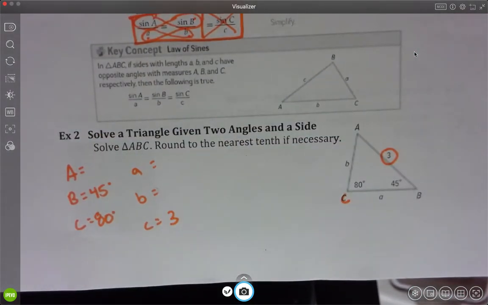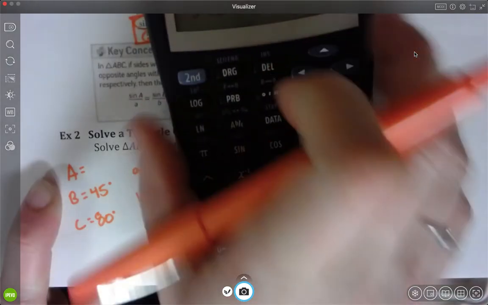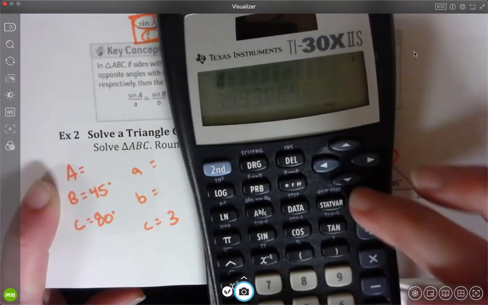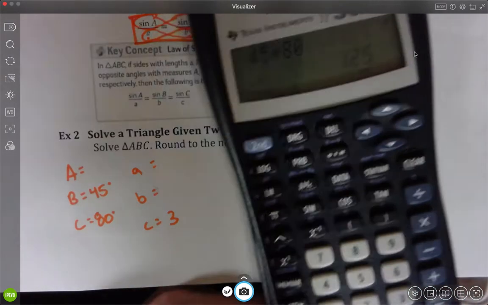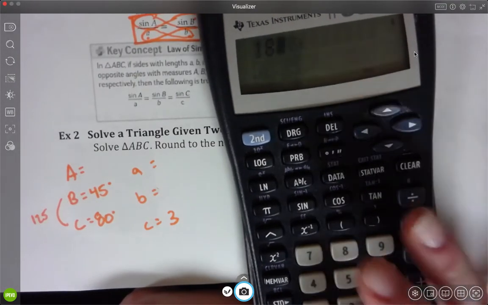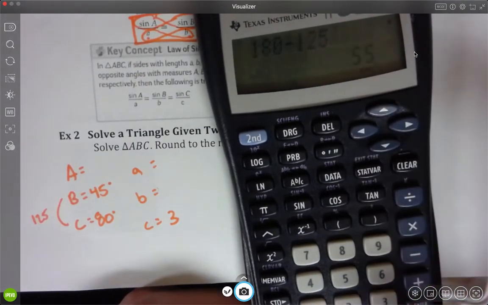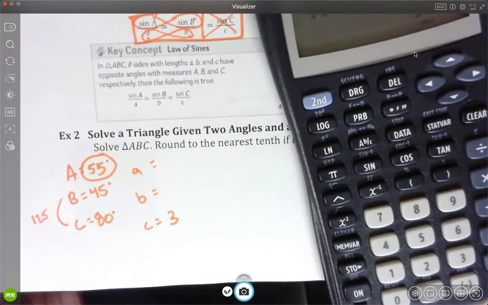And then I don't know lowercase a, I don't know lowercase b, but I could figure out what capital A is. If I add 45 and 80 together, 45 plus 80, that's 125 degrees here. And if I subtract that from 180, that will give me 55 degrees. I've just solved for A. So there's one of my answers.